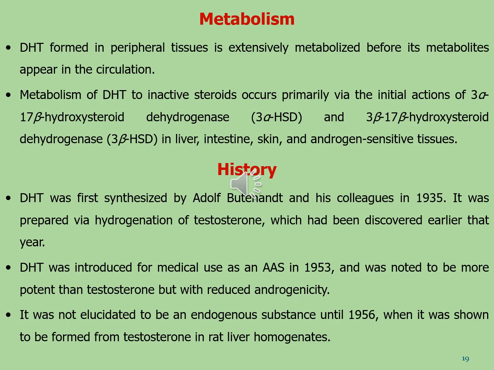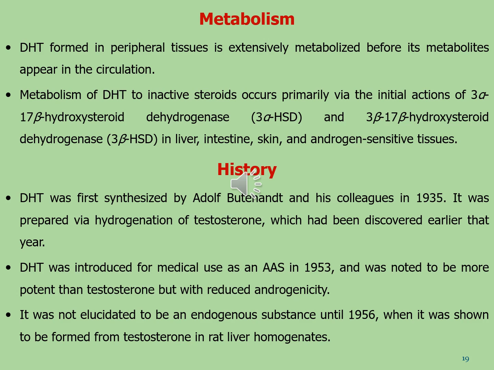Let's see the metabolism and history of dihydrotestosterone. DHT formed in peripheral tissues is extensively metabolized before its metabolites appear in the circulation. Metabolism of dihydrotestosterone to inactive steroids occurs primarily via the initial actions of 3-alpha 17-beta hydroxysteroid dehydrogenase, that is 3-alpha HSD, and 3-beta 17-beta hydroxysteroid dehydrogenase, that is 3-beta HSD, in liver, intestine, skin, and androgen-sensitive tissues.